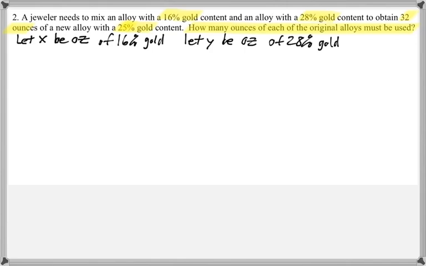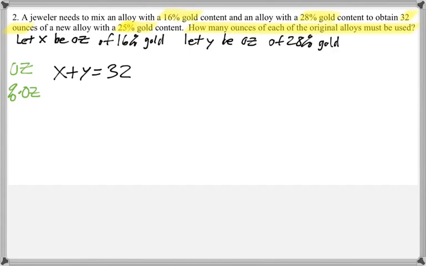So my two equations, I want to have an ounce equation and I want to have a percentage times ounce equation. So my ounce equation: X is the amount of the 16%, Y is the amount of the 28%. I do not know how much of each I have, but I do know that if I add them together, they have to be equal to 32 ounces, because they say in the end they want 32 ounces.